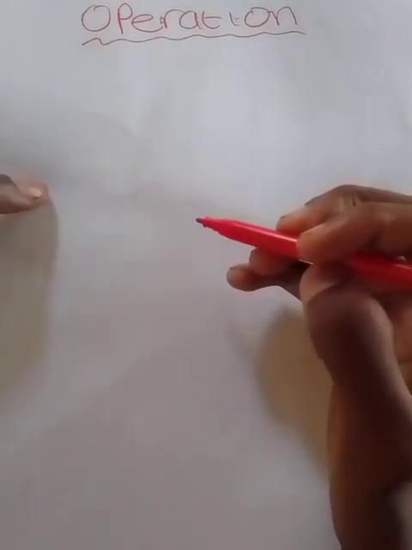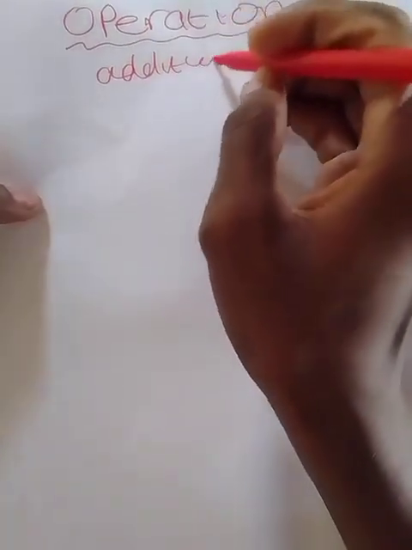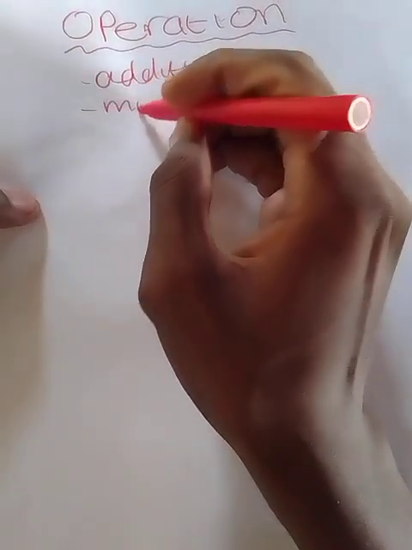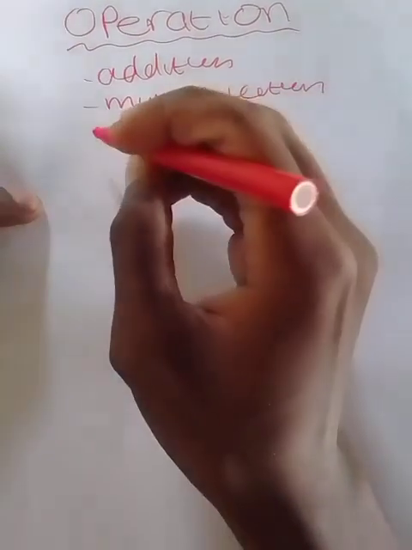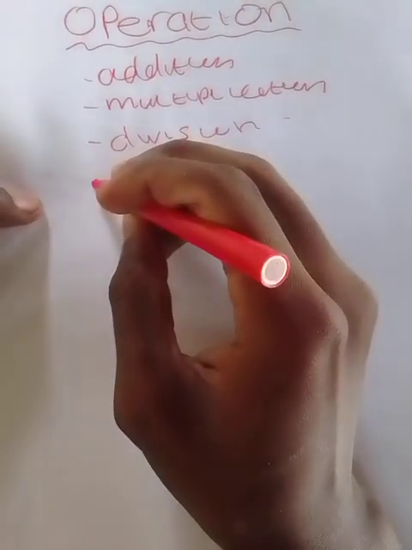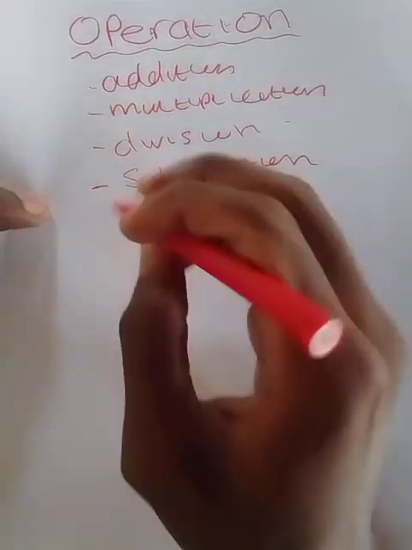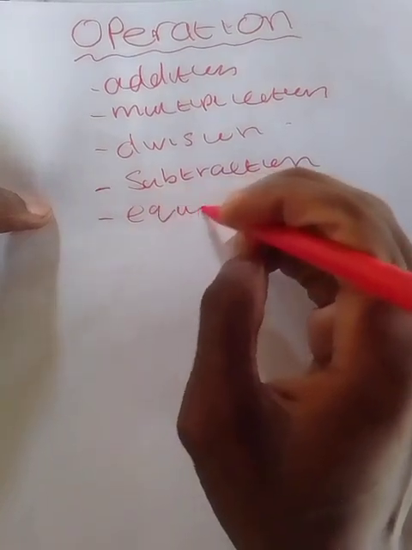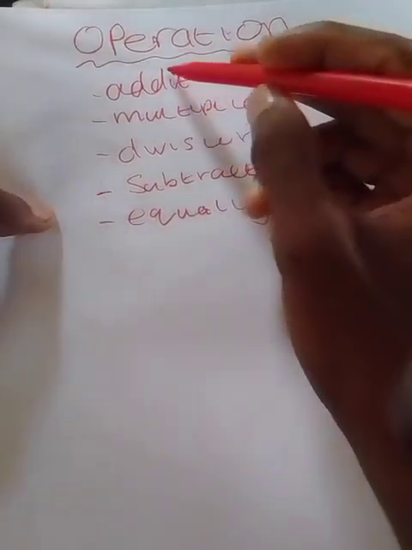There are some operations that you can perform on complex numbers, and these operations include the addition operation, the multiplication operation, the division operation, the subtraction operation, and the equality operation. These 5 operations, you'll be using them on complex numbers.